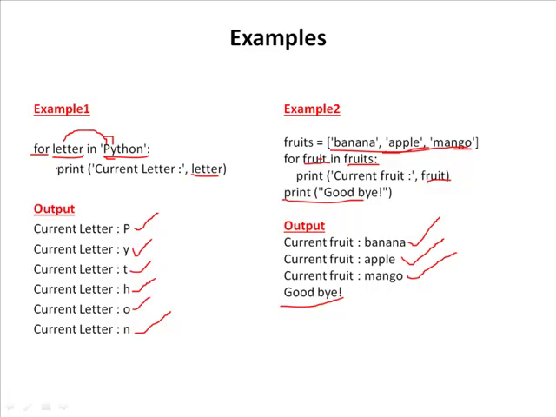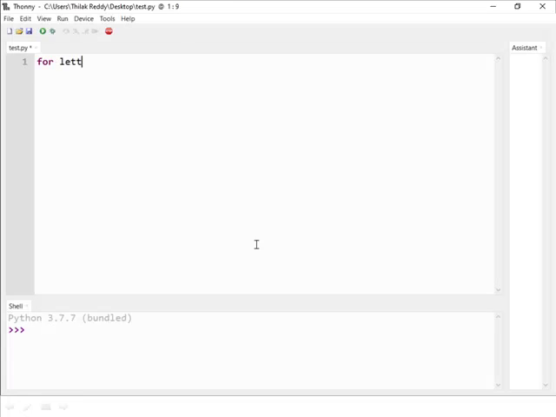After the colon operator, we have to follow the indentation to write some statements inside the for loop. Now I'll execute this program. For example, for letter in hello, so hello is a string. Now this for loop is to iterate over a sequence.